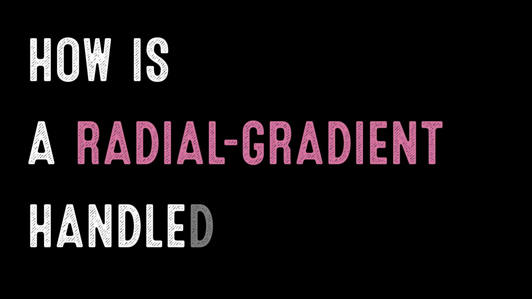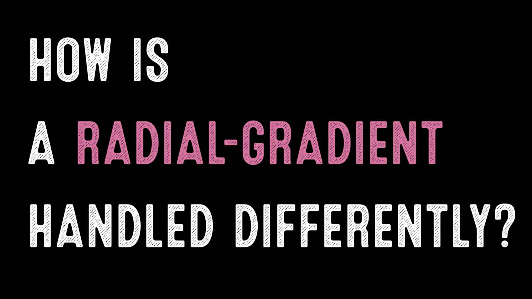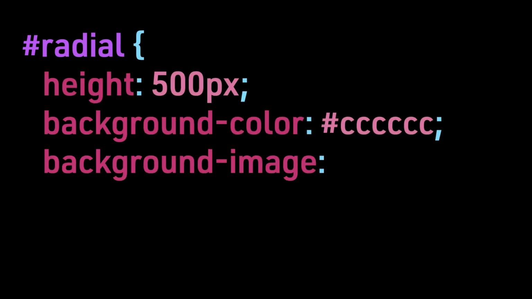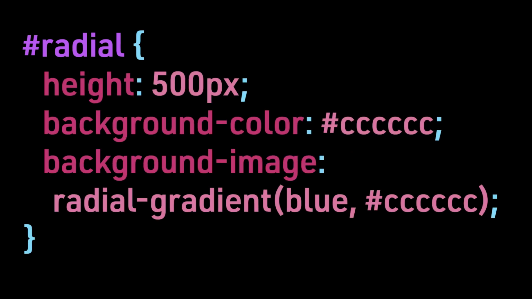How is a radial gradient handled differently? Next, we will look at another type of gradient, a radial gradient. Again, we set our background color to be a light gray, and in this case, our radial gradient will transition from a center blue color to gray at the edges.